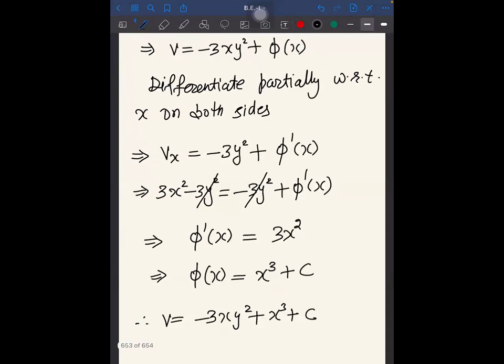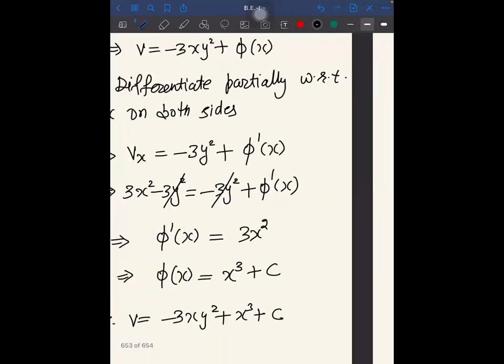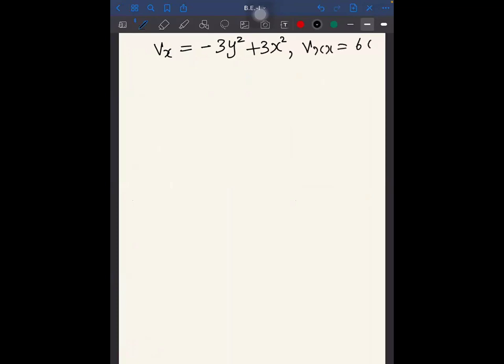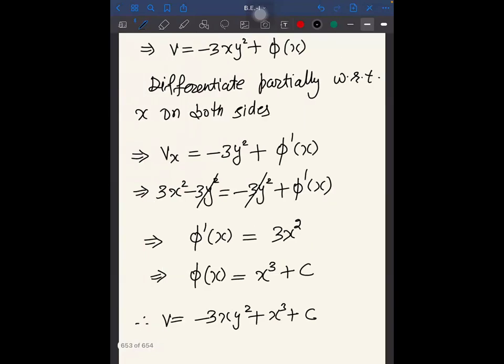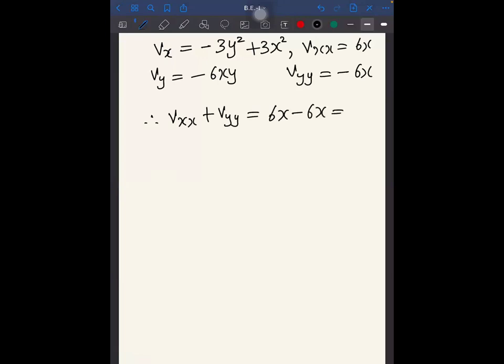Everything is fine. So what is vx? That's minus 3y square plus 3x square. Okay? And what is vxx? 6x. Now what is vy? Minus of 6xy. And what is vyy? That is minus 6x. So of course, if you add vxx plus vyy, this will become 6x minus 6x, which is 0. So this proves that your v is harmonic. Yes? You're with me? Yes, sir.